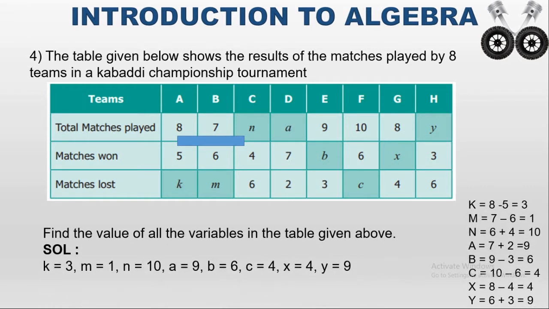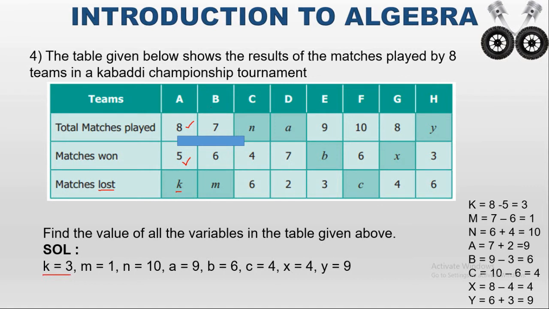First, in team A, the total matches played is 8 and matches won is 5, and matches lost is not given. Instead, they gave the variable k. For that variable k, we have to find the value. They ask you to find the matches lost. The total matches played is 8, and matches won is 5. So matches lost is 8 minus 5, that is 3. So k equal to 3.